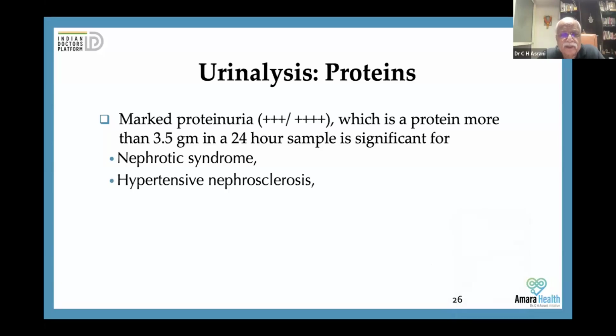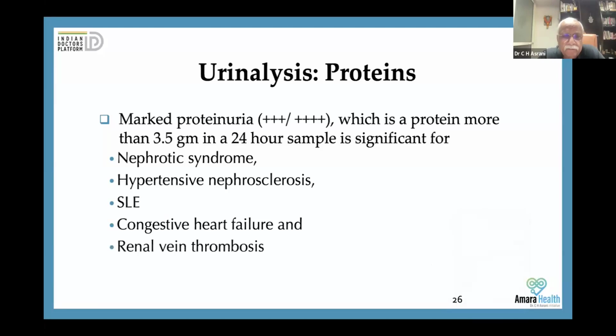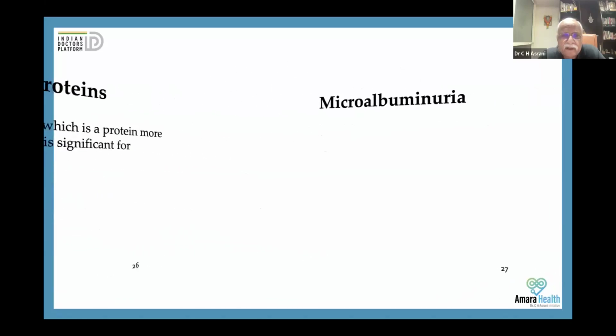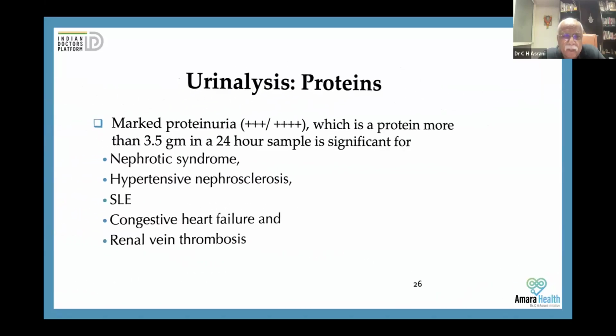Hypertensive nephrosclerosis, hypertension related kidney damage, SLE, systemic lupus erythematosus, congestive heart failure, renal vein thrombosis. But for us, commonest is nephrotic syndrome.